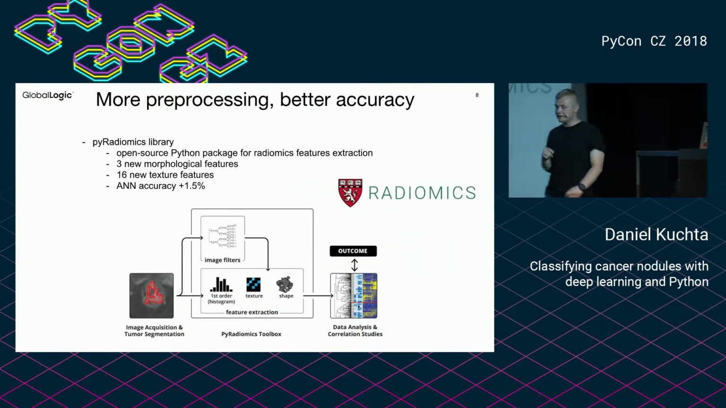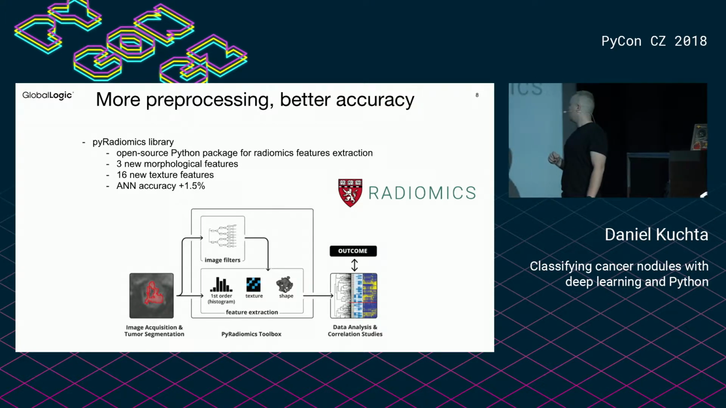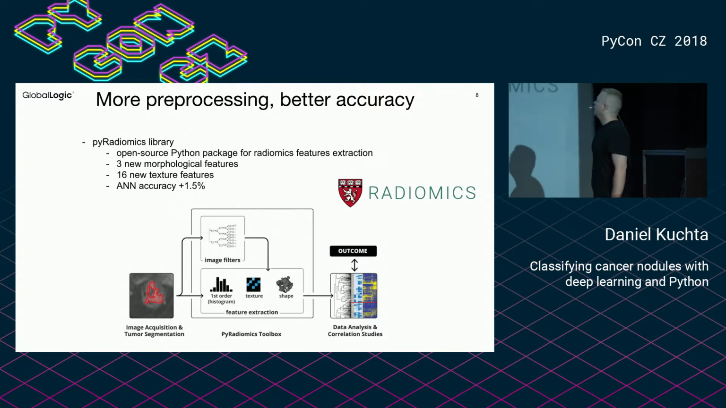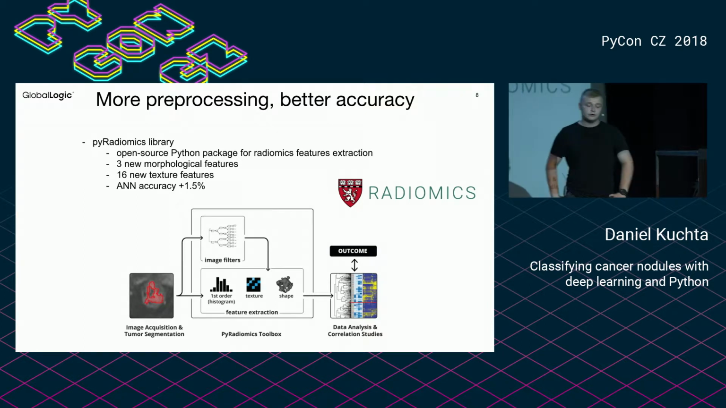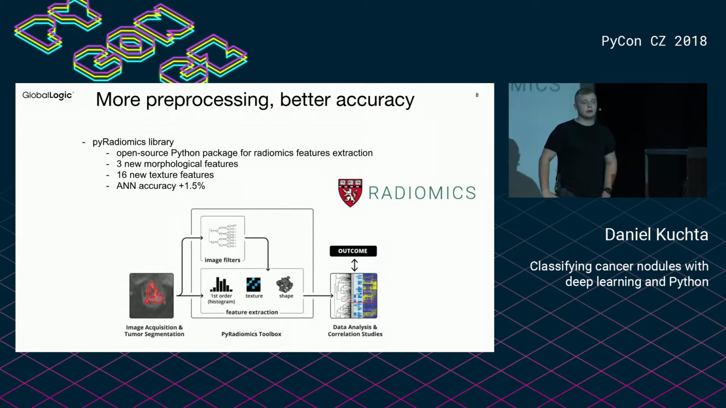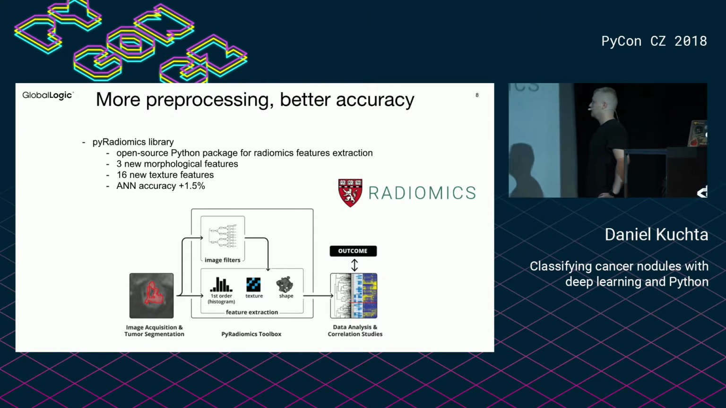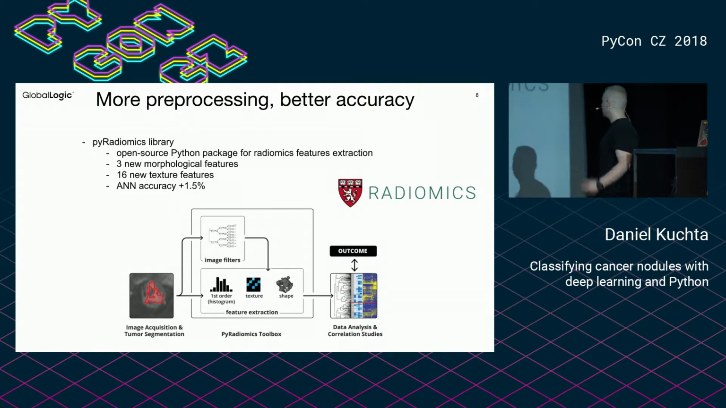Okay, preprocessing is the most important part, so we didn't stop here, and we found a Radiomics library. It was built by some smart guys from Harvard, which allowed us to extract 3 new morphological features and 16 texture features, which improved the accuracy of our neural network by almost 2%, which is a pretty good result because it came like for free.